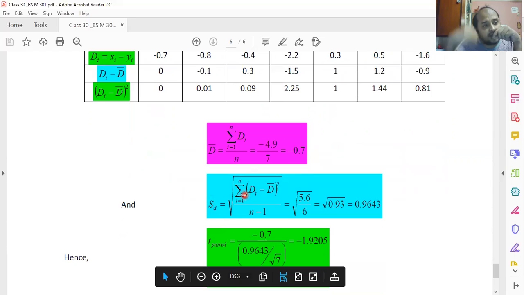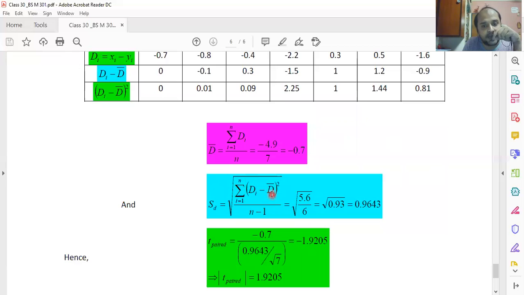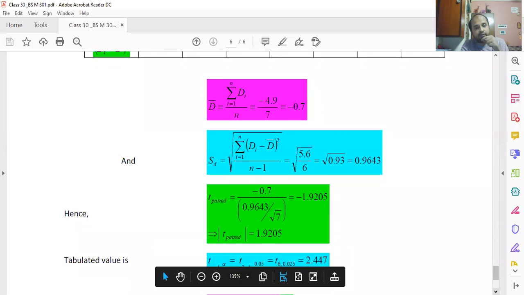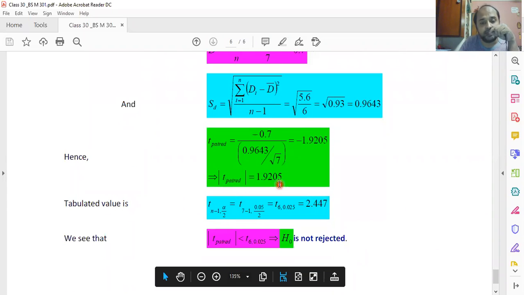After this, we have calculated the standard deviation in the usual manner. You already know, I have used the previous formula, just in place of xi I have used di, and in place of x bar I have used d bar, and divided by n minus 1. That is a very important part, because the sample standard deviation of this form is the best estimate of the population standard deviation. So SD is coming out to be 0.9643. After putting all these values in the formula, we get t paired to be minus 0.7 divided by 0.9643 over the square root of 7, and it is minus 1.92. The rest is to take the absolute value of t paired, which is 1.9205.